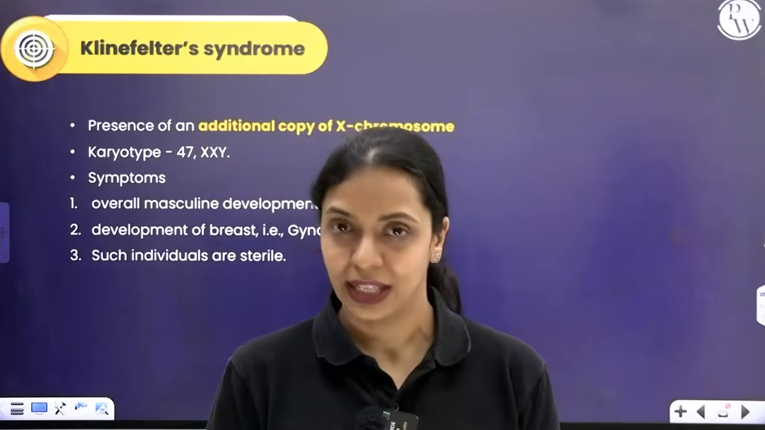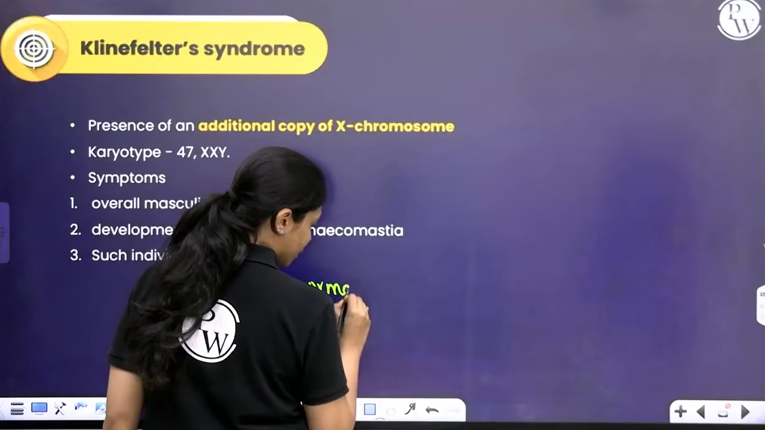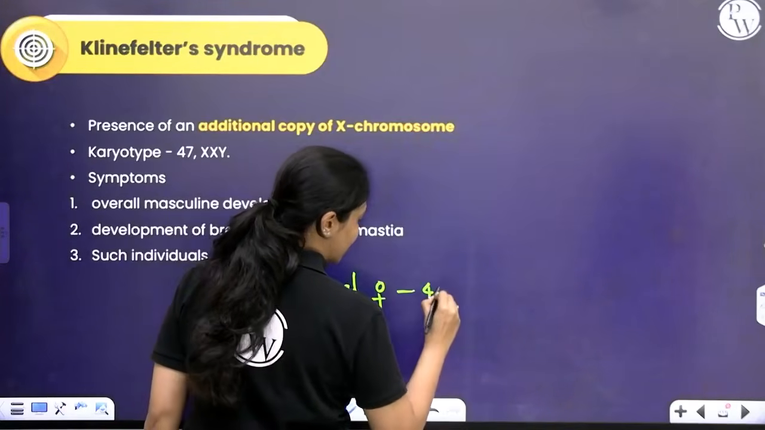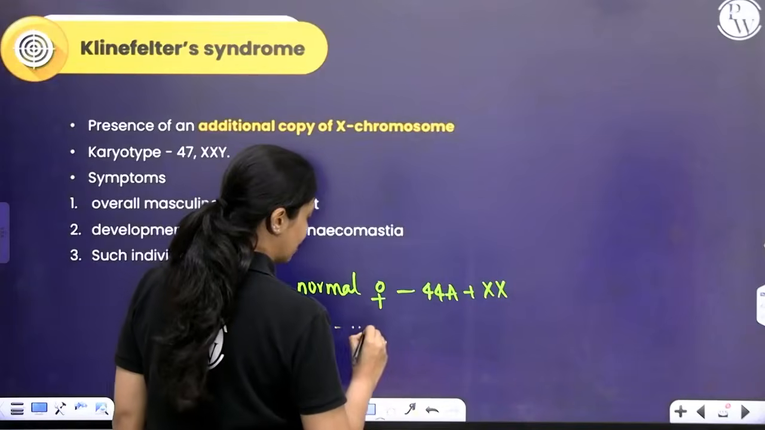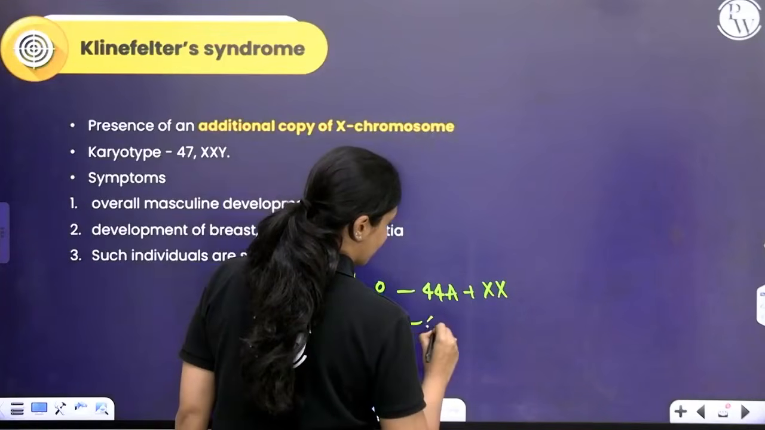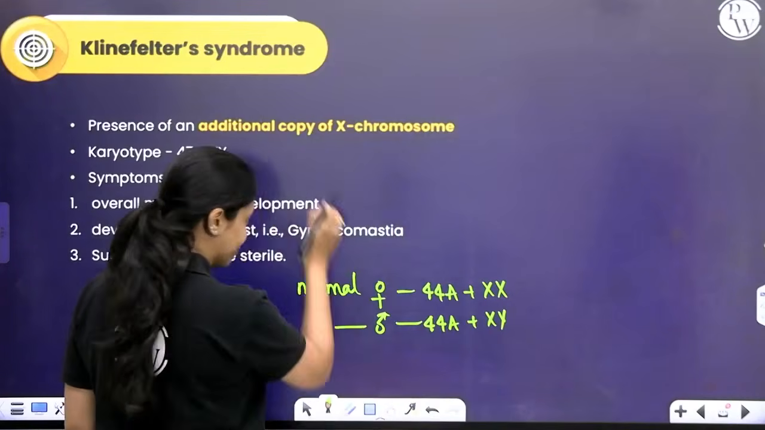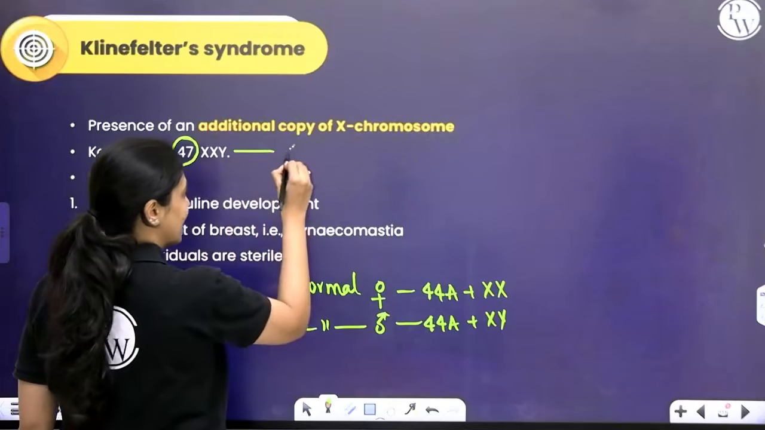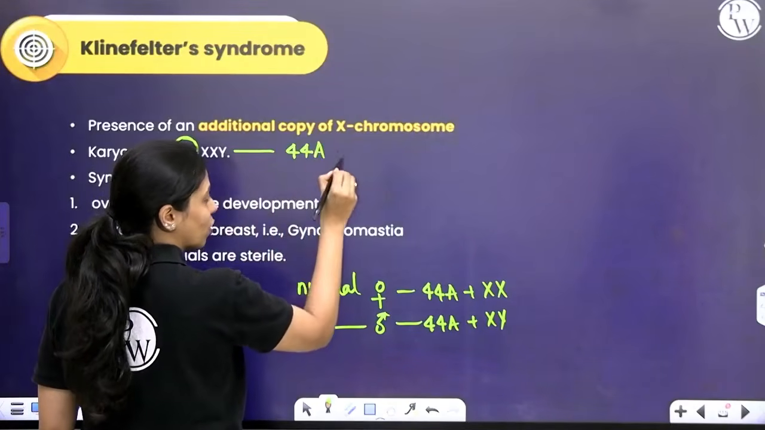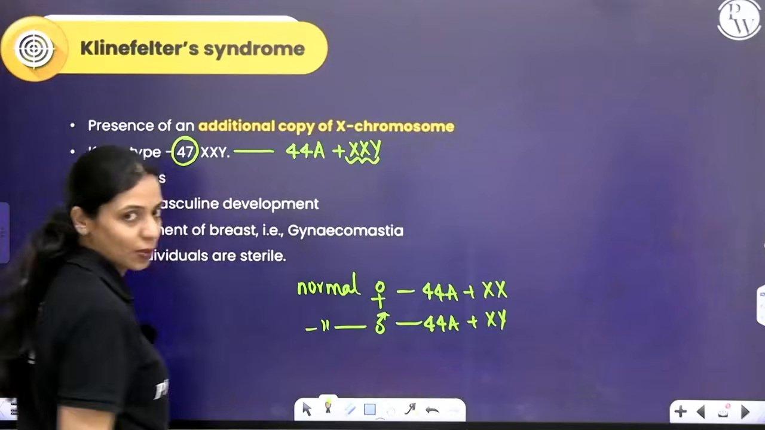This happens only in males. So normal females will have 44 autosomes plus XX. Normal males will have 44 autosomes plus XY. Klinefelter's individuals will have a total of 47 chromosomes. They will have 44 autosomes like normal people, but they will have XXY. 3 sex chromosomes will be present.